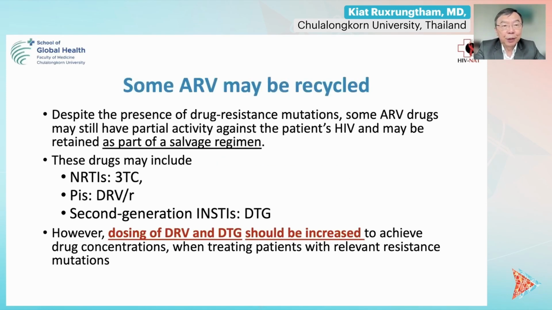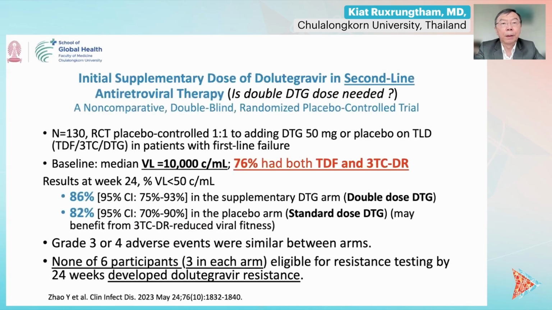Some ARVs may be recycled. In this case, 3TC, darunavir with a booster, or a second generation integrase inhibitor, particularly DTG. However, for DTG, the dose should be increased to achieve drug concentration in patients that have relevant resistance mutations. This is one study to show whether we have to double the DTG dose in patients who failed NNRTI.